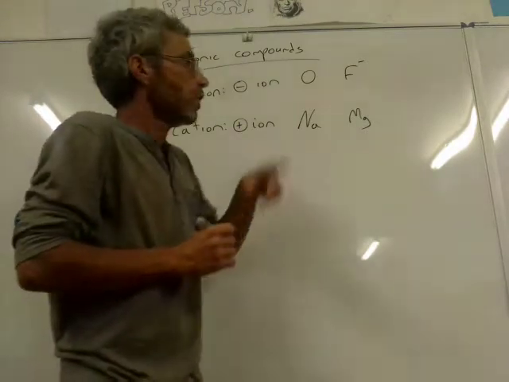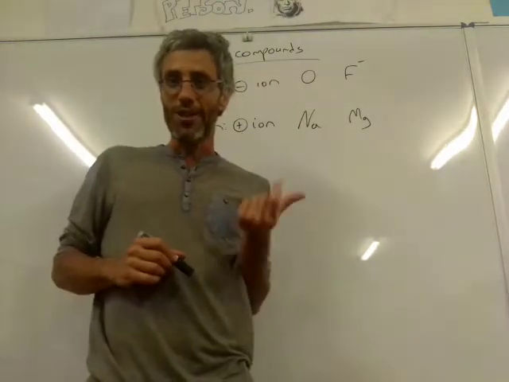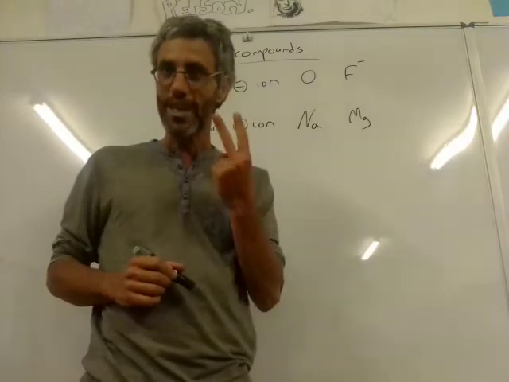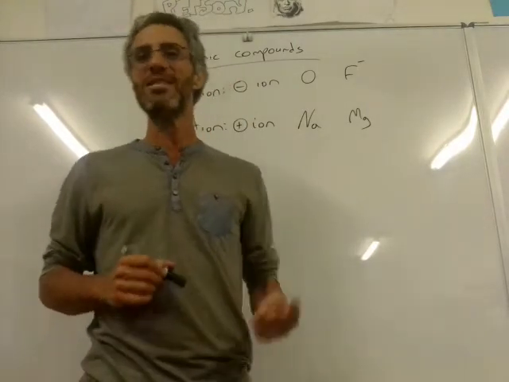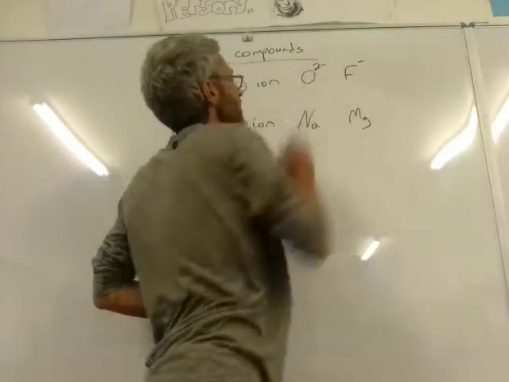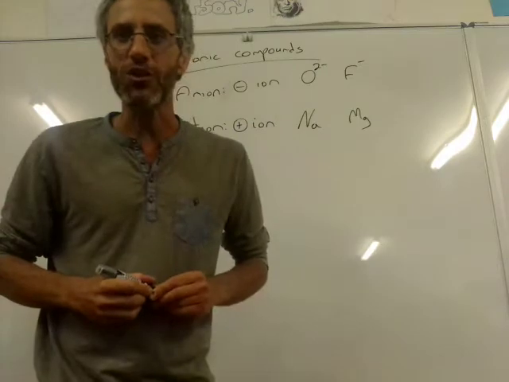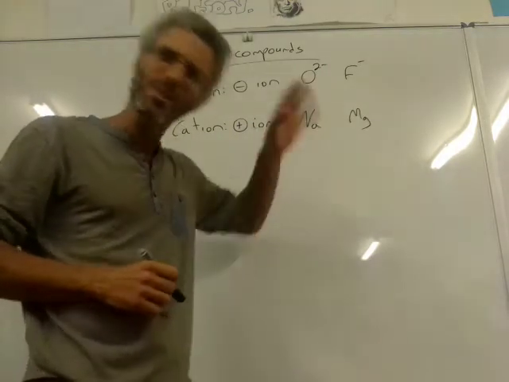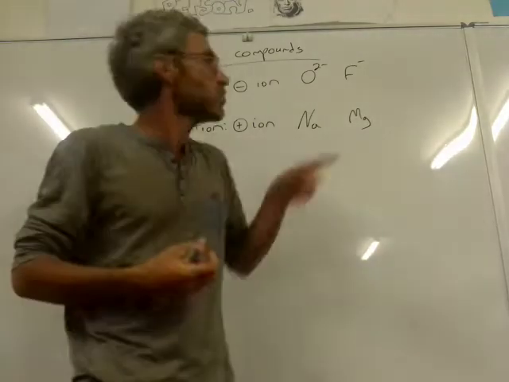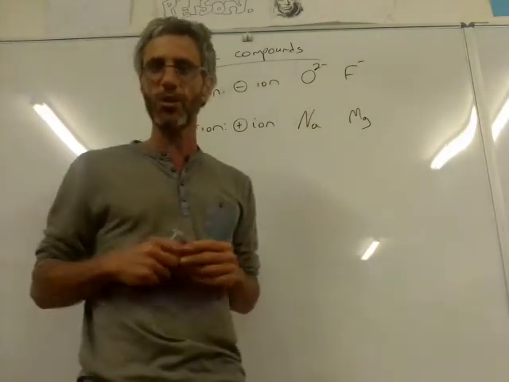Now oxygen has 6 in the outer shell, so it needs 2 more. So it will get 2 electrons. So it's not just going to be a negative charge, it's going to be 2 minus. It's going to have a charge of -2. We usually write 2 minus. Sometimes they write -2, but normally we write 2 minus. So 2 minus means it had 2 extra electrons.